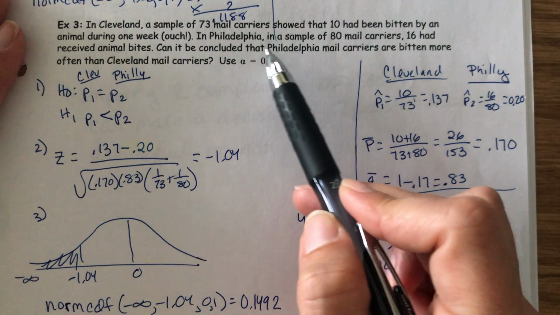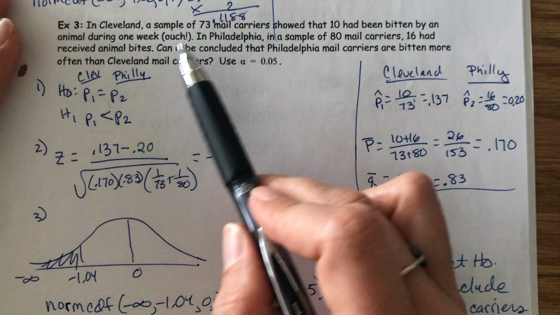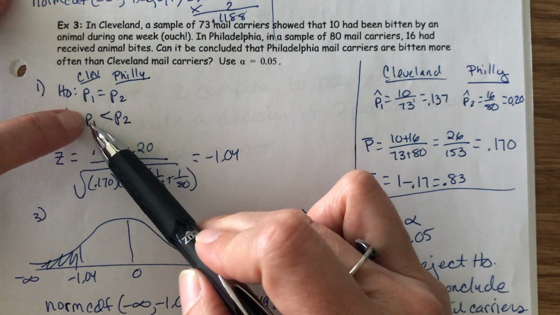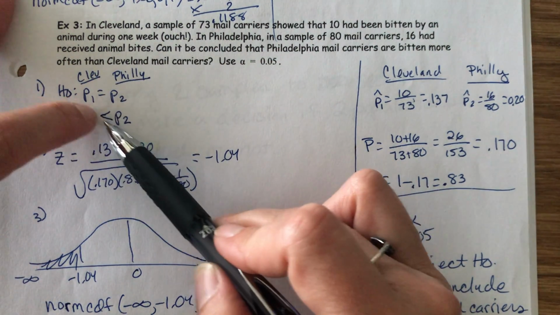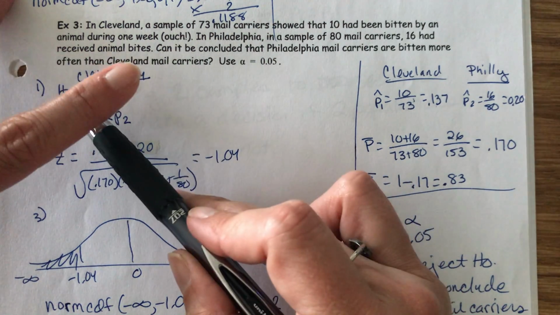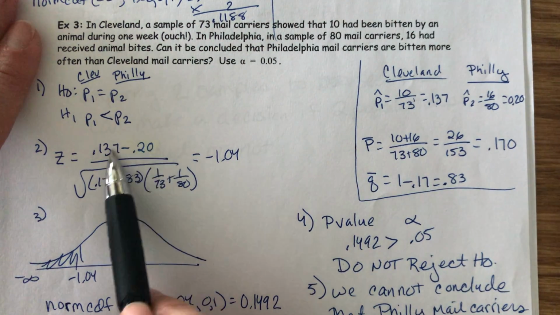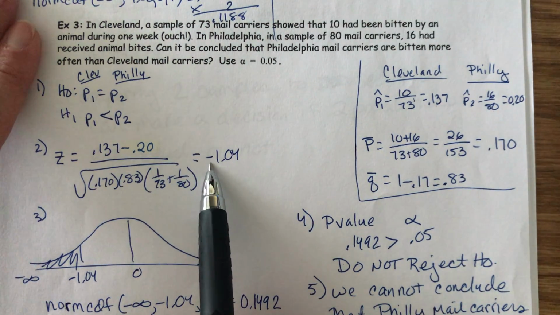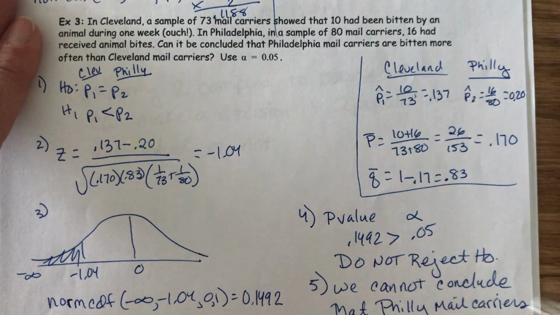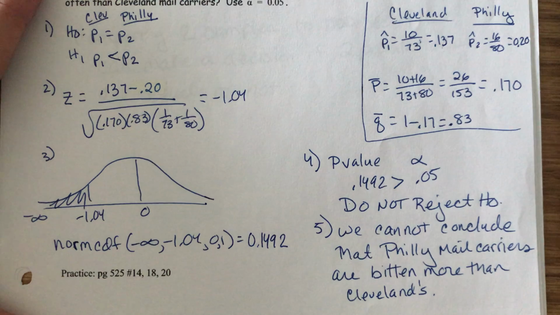careful, it says, can it be concluded that Philly mail carriers are bitten more often than Cleveland? I had put Cleveland first, Philly second, so it was actually a less than if this is more than this. If you had written them in the other order, that's fine, then it would have been greater than, and you'd have these reversed. This would be the positive 1.04, it'd be a right-tailed test. But you could do that, that would be fine. And I have this as my answer.